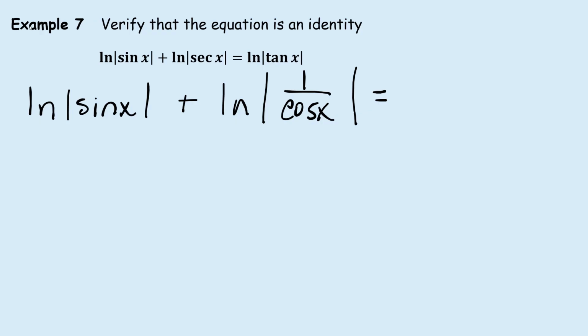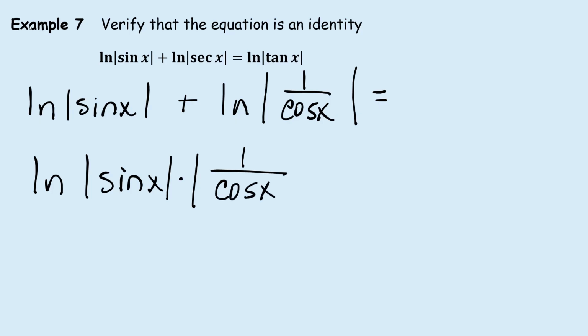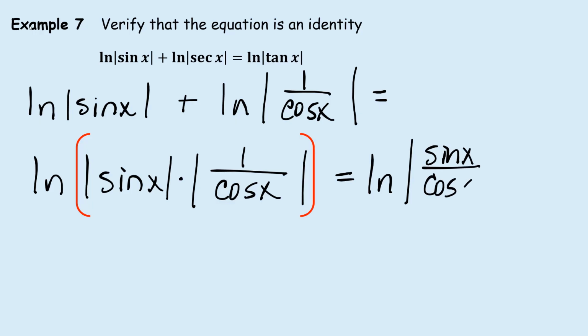All right, and now I'm going to use my rules for logs. If I add two logs with like bases, that means I can multiply the arguments. So I can write this as the natural log of the product, the absolute value of sine x times the absolute value of 1 over cosine x. And that's just applying a rule for logarithms. And now I can just write that as sine over cosine, because that's what it is. And that is tangent. So natural log of tangent x.